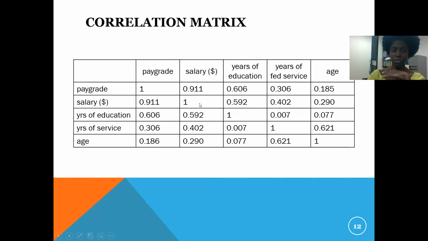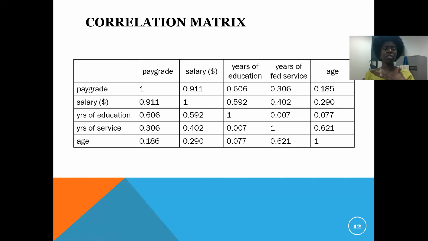Salary to salary is 1. And we can continue. Education to education is 1. Federal years of service to federal years of service is 1. What about age? Age to age is 1. So the computer spits out a 1 because it says, this is the strongest relationship I've ever seen. Well, duh, it is, because it's looking at itself. But then it starts looking at other things, other people.